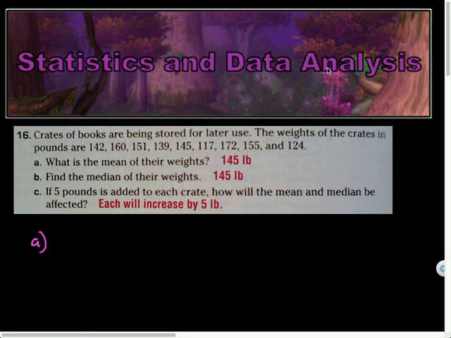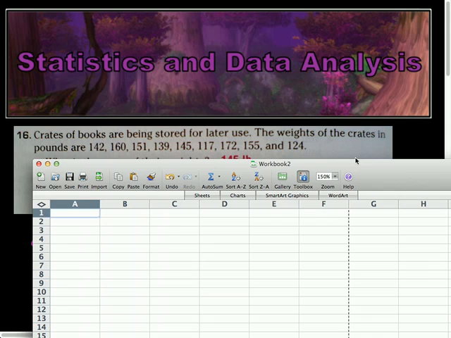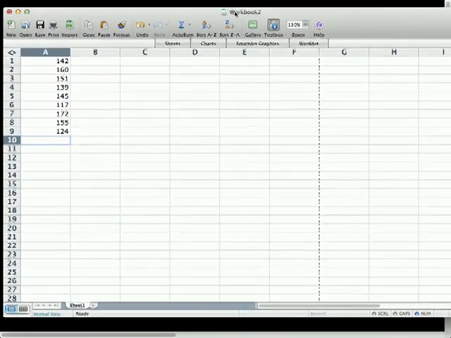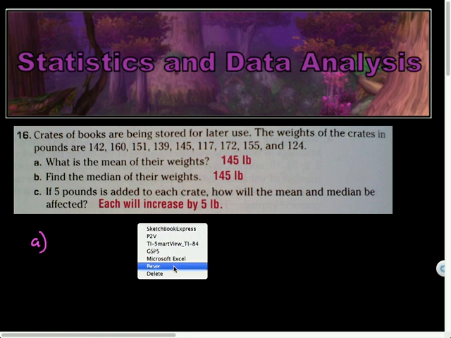Now, I'm going to partially use some Excel stuff here for us. So let's see, 142, 160, 151, 139, 145, 117, 172, 155, and 124. So the first thing you probably should have done is make a list, and since I see that the later problem is going to have us do a median, it might be good to sort that list. Right, so that would be worth finding. So here's our list sorted, I guess.